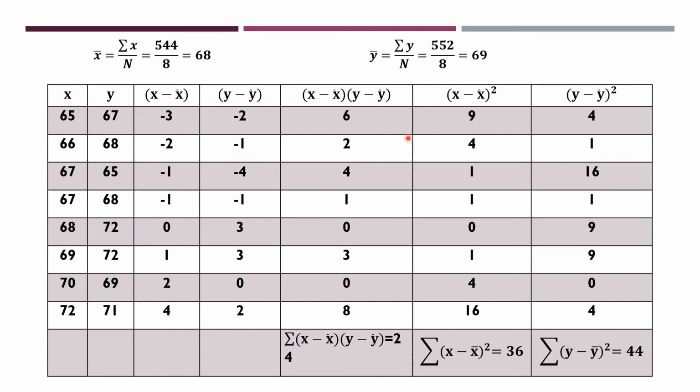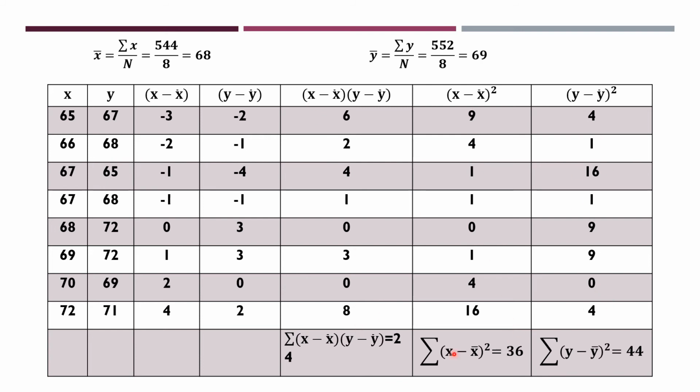Similarly, square of these numbers is x minus x bar the whole square. Minus 3 square 9, minus 2 square 4, minus 1 square 1, again 1, 0, 1, 2 square is 4, 4 square is 16. Y minus y bar the whole square: minus 2 square is 4, minus 1 square is 1, minus 4 square is 16, minus 1 square is 1, 3 square is 9, 3 square is again 9, 0 square, 2 square is 4.